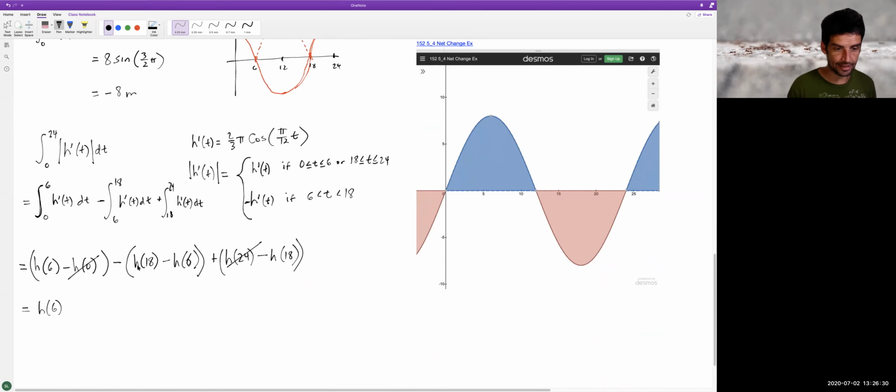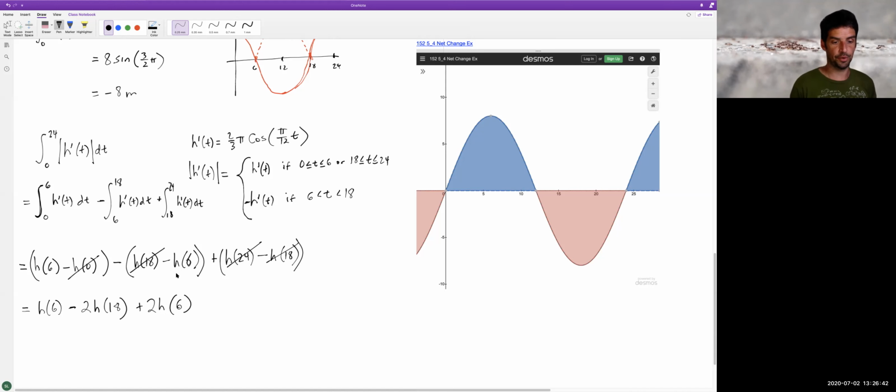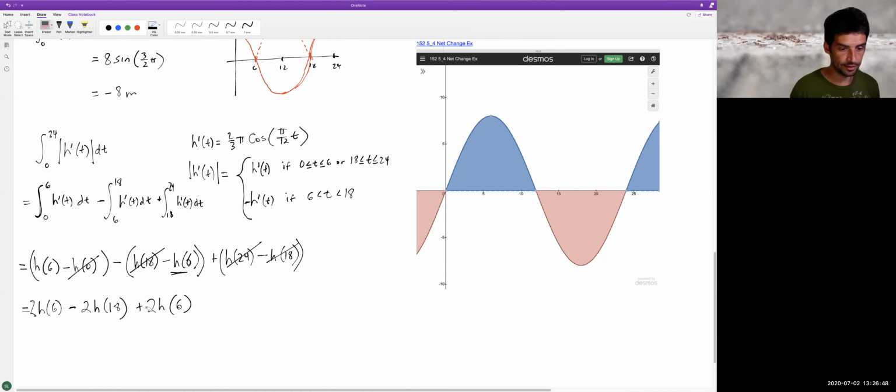I have a minus h of 18 and another one, so I'm going to have minus 2h of 18. And I've got plus 2h of 6, because this one here becomes a positive, and I've got a positive there. So I just need a 2 here. I need to write that again, sorry. Okay, so this is what it works out to.